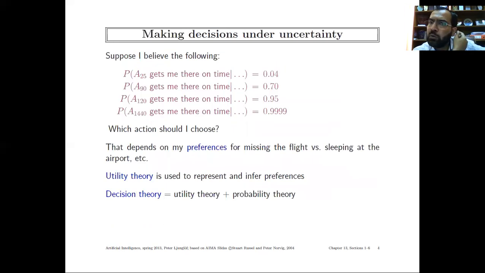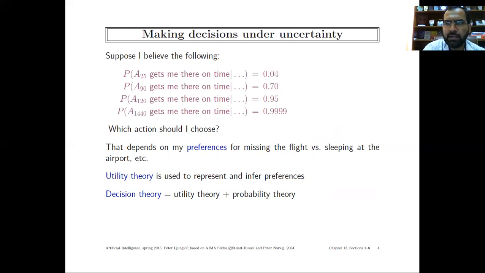Okay, making conclusions under uncertainty. There we need to have a belief. Suppose that I believe the following. Let's suppose the probability that A25 gets me there on time, given whatever reasons we have, is 0.04. Probability of A90 is 0.70, probability of A120 is 0.95, and probability of A1440 is 0.99. So the straightforward question is which action you will opt for. Obviously you will opt for the action where you have the highest value of the probability. But that depends on my preferences for missing the flight versus sleeping at the airport. So it's up to you.